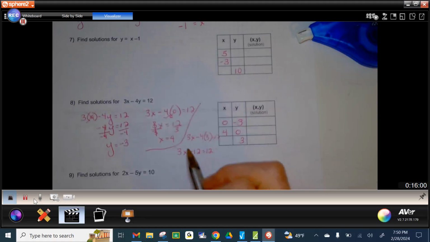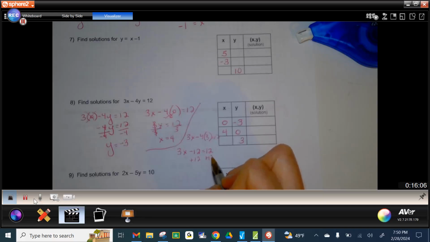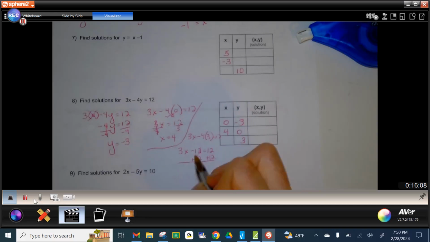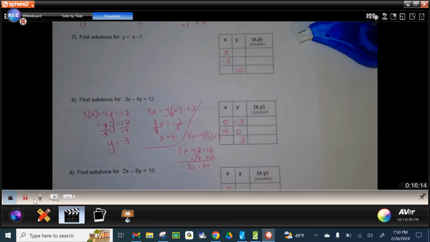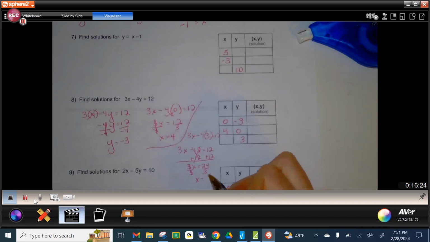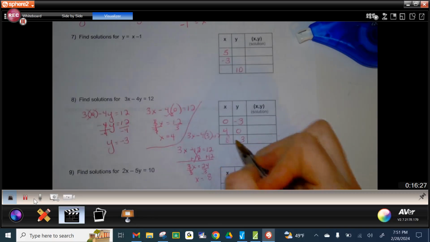Now, I have to solve for x. So this is a two-step equation. I'm going to add 12 to both sides to get rid of this minus 12, and I have 3x equals 24. And then the last step is to divide by 3, because this is now a one-step equation. We get x equals, and 24 divided by 3 is 8. So I'll put an 8 there.